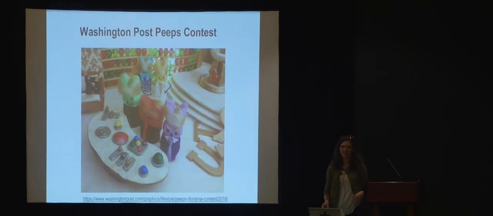One of those cases where we needed to quickly collect several submissions and be able to curate them is the annual Peeps contest. Every year, the Washington Post holds this Peeps contest where we encourage readers to create elaborate topical dioramas out of marshmallow Easter Peeps. So here's the winner from this year. This is called Inside Out Donald Trump. It's like the kids' movie Inside Out, so these are his personalities.